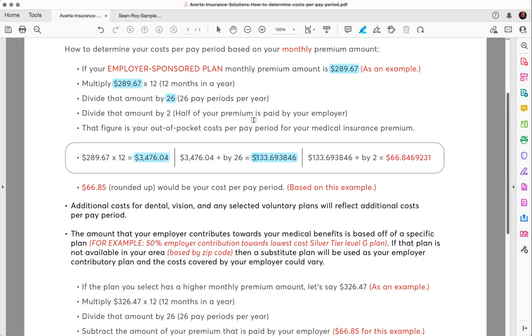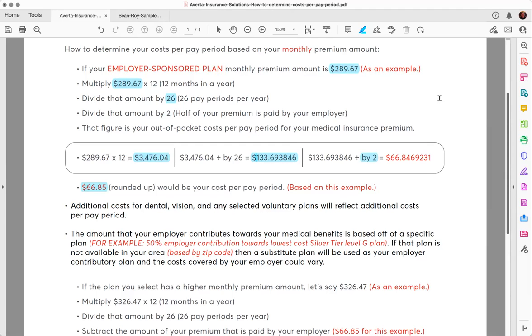This is the number that we're going to divide by 2, because 2 is half, meaning your employer is paying half and you're paying the other half for the employer sponsored plan. So 133.69 divided by 2 gets you 66.8469231, which goes on and on. So basically, when you round up, 66.85 is your cost per pay period based on this monthly premium amount.